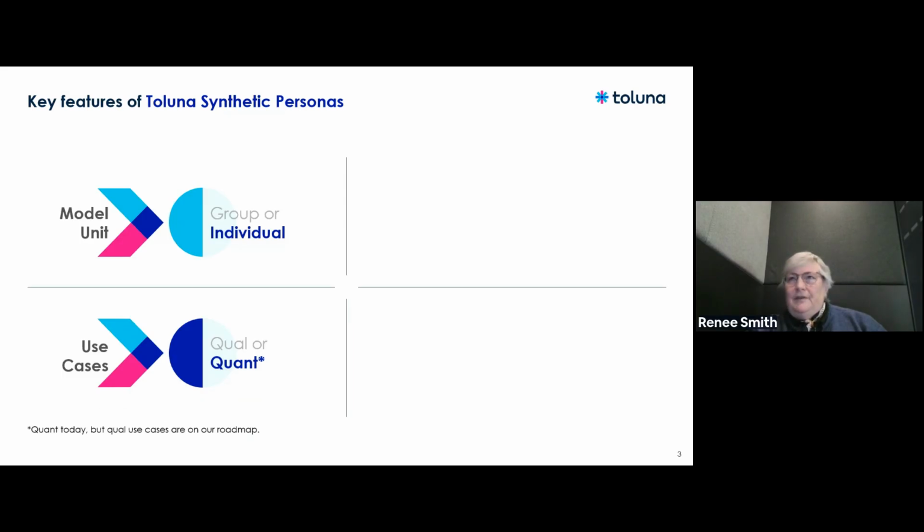We probably will move to qual at some point. It's on our roadmap, but we really wanted to try to solve the challenge of quant and synthetic survey taking and response generation.